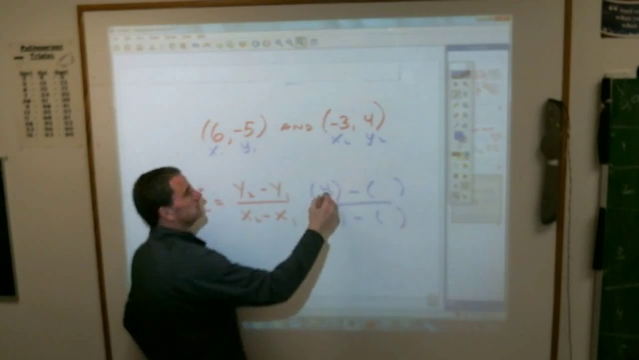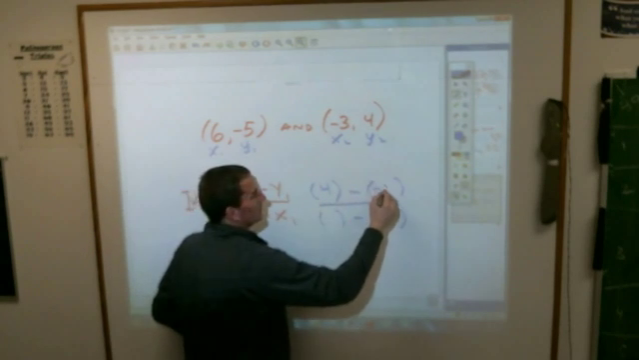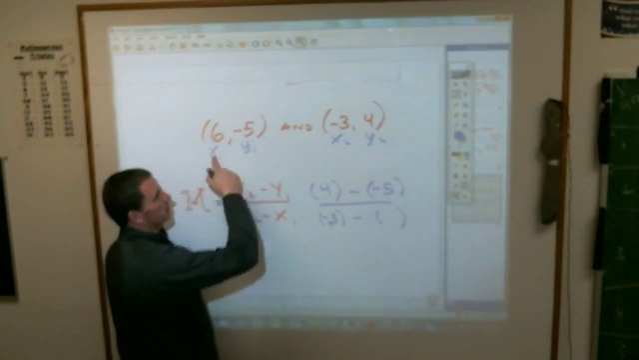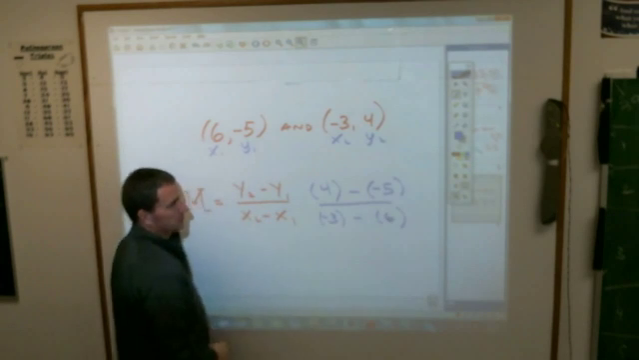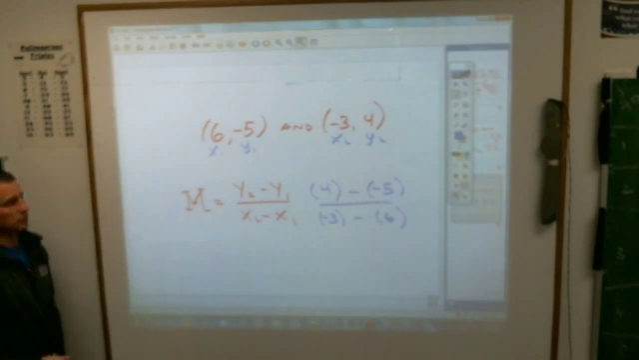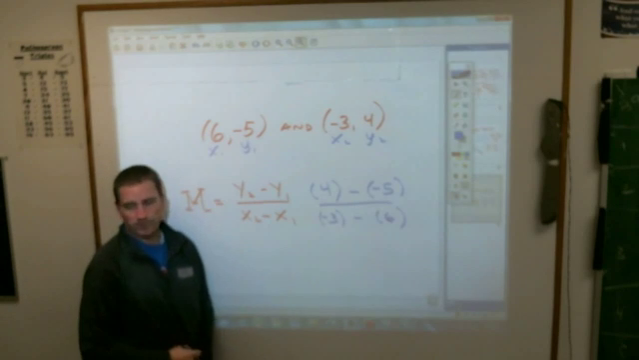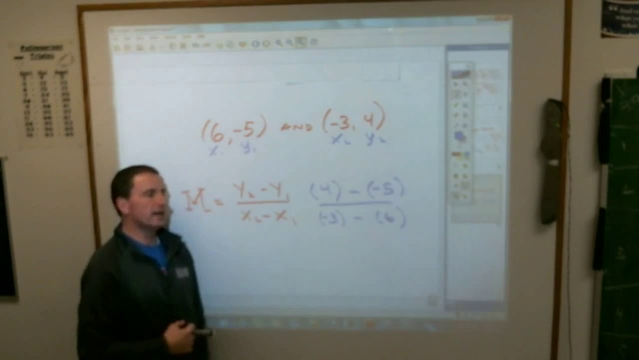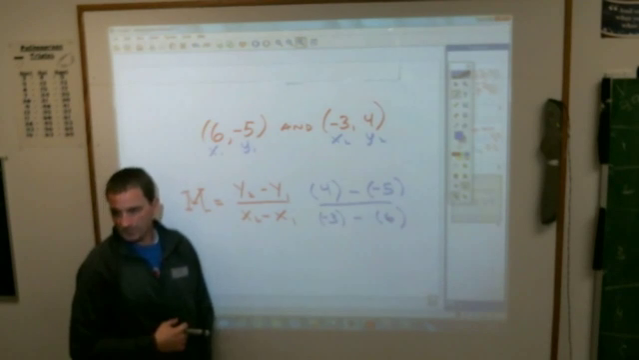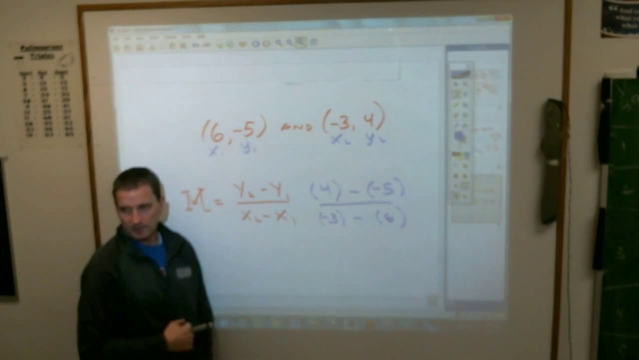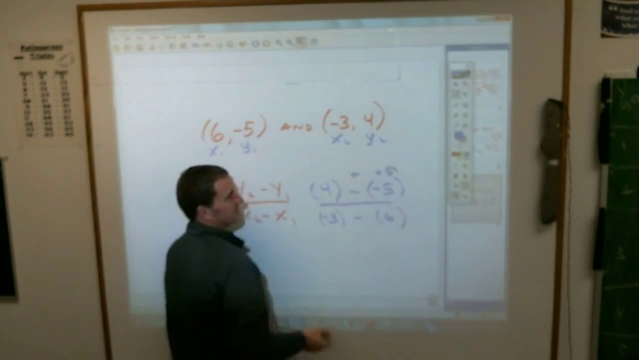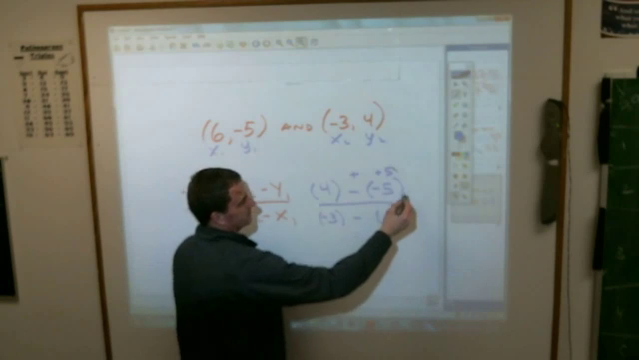y2 is 4. y1 is negative 5. Oh, look at that, that's where somebody's going. x2 is negative 3. x1 is 6. Some simple subtraction here. What is 4 minus a negative 5? Two negatives put together make that. Oh, positive. 4 plus 5 is 9.